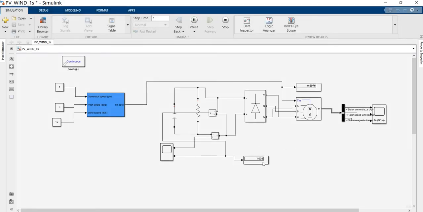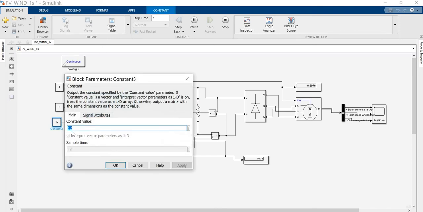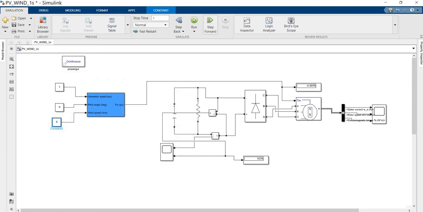So that is the output voltage. Now suppose I change this to 5 meters per second. That is the voltage which is available for that purpose. So the entire thing will change as per the permanent magnet synchronous generator.